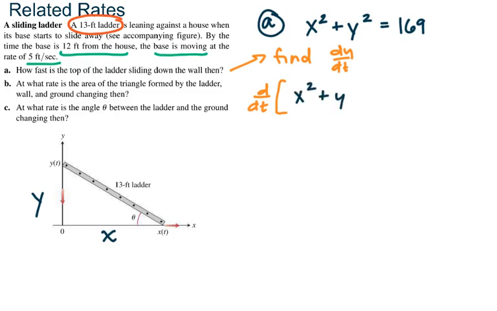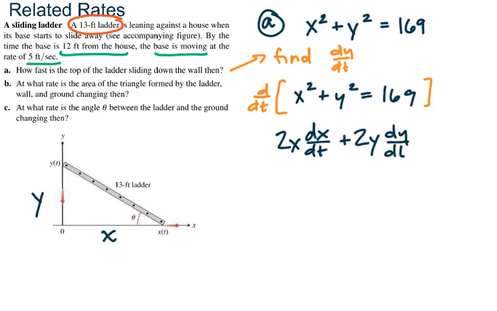So I've got x squared plus y squared equals 169. Differentiating with respect to t, I get 2x dx/dt plus 2y dy/dt, and then the derivative of 169 is 0. So if we want to know the rate at that moment, well, we know at the moment that the base is 12 feet from the house. That would mean at x equals 12, and the base is moving at a rate of 5 feet per second, and that's away from the house. So we know dx/dt is 5.